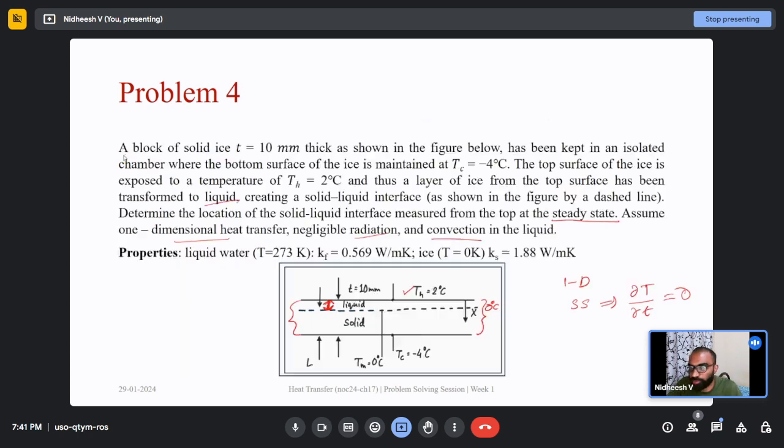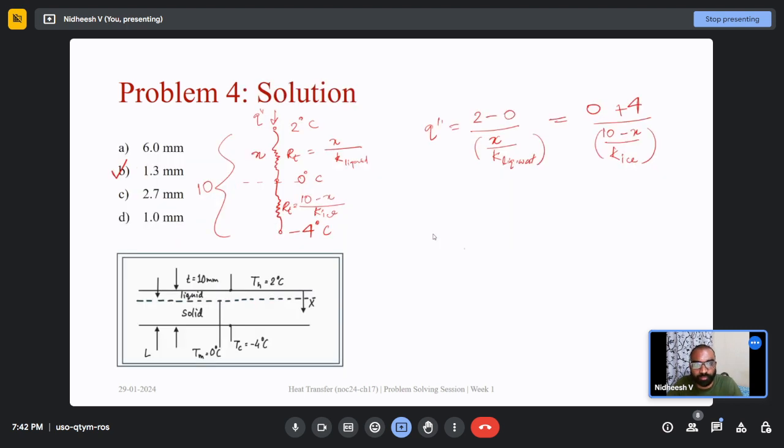Thermal conductivity values also I can give. 0.569, 1.88. This is 0.569 watt per meter Kelvin. This is 1.88.